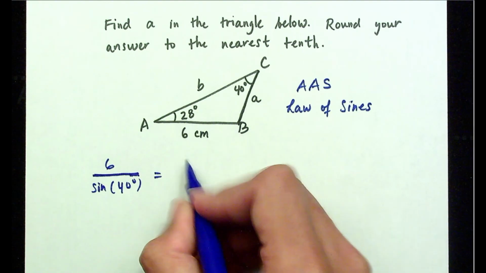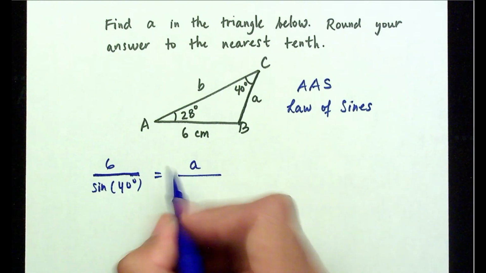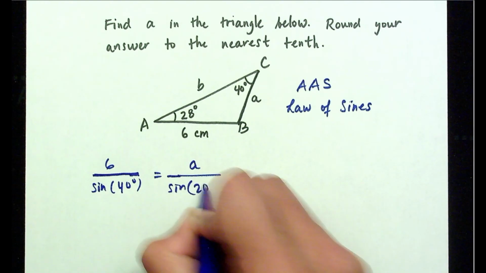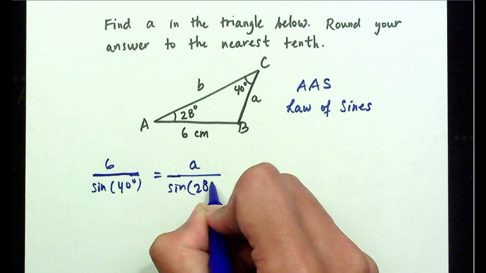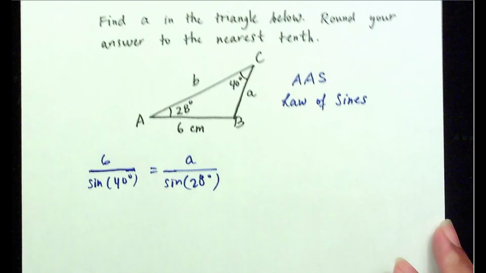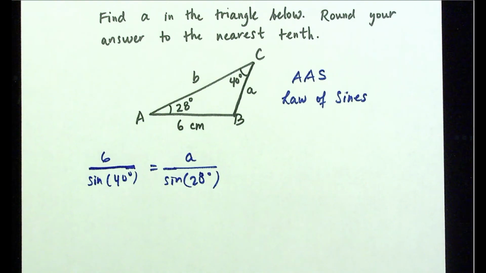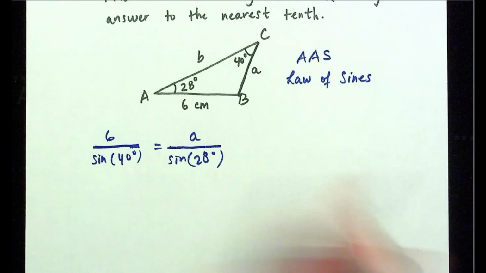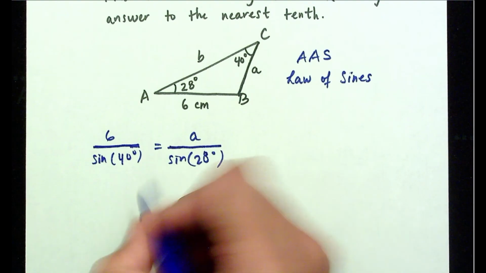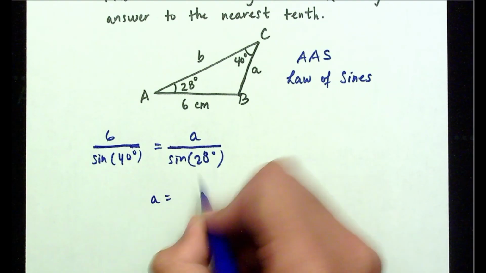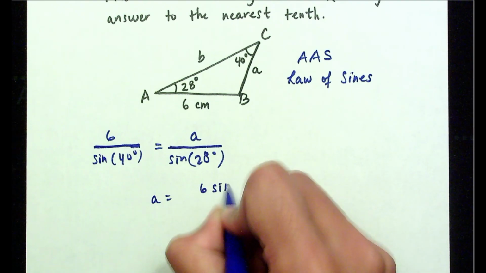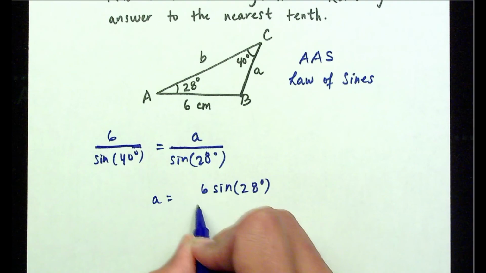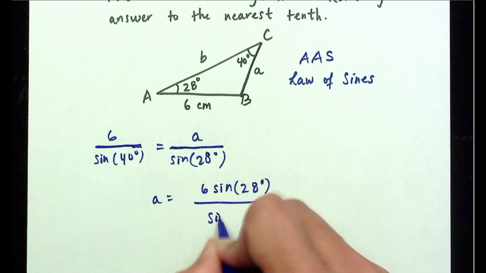So this is going to be little a, or lowercase a, over sine of 28. Okay, now you solve for a from here. We can cross multiply and divide, or just multiply by sine of 28. We're going to get that a equals 6 sine of 28, all that divided by sine of 40.